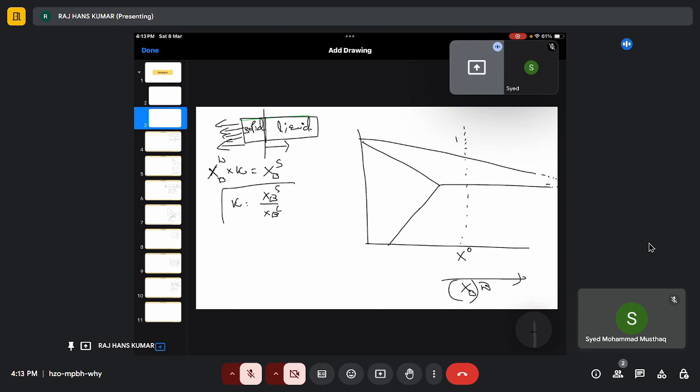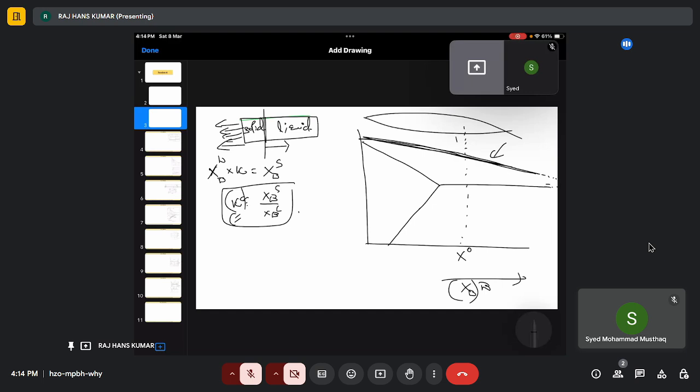Now, why do I use this another constant term? You will know it's not a constant unless the slope of this solidus or liquidus line is constant. If it is constant, then this will also be constant, right? If the slope is varied, like it has some parabolic shape like this, then this will not be a constant.